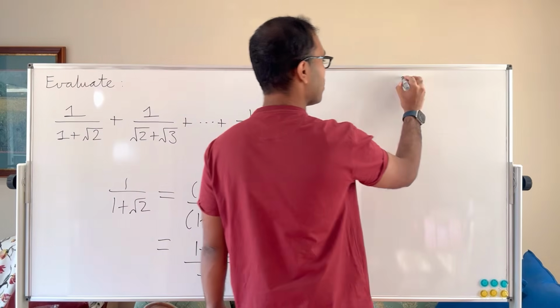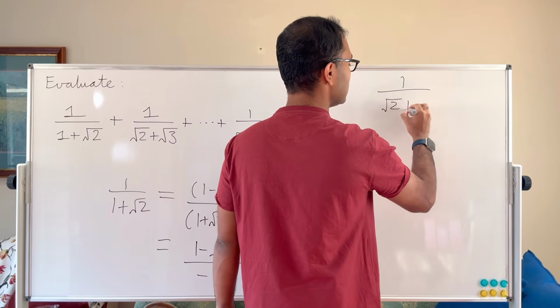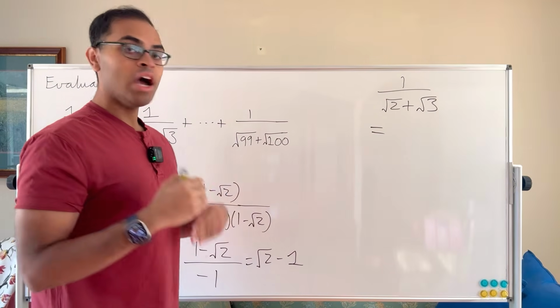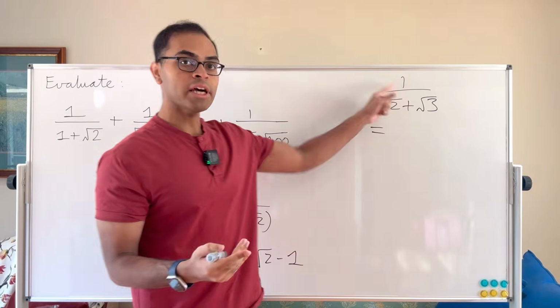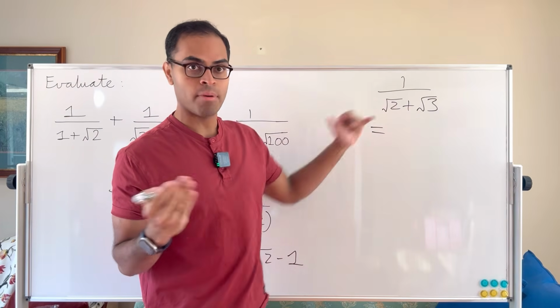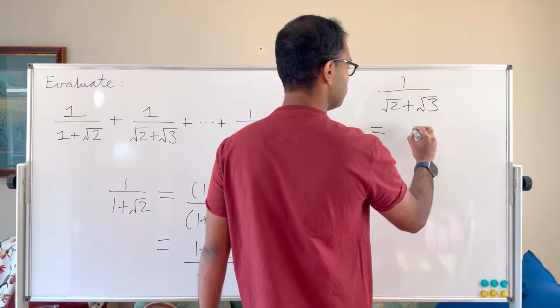Okay, so I'm going to show you what happens to 1 over root 2 plus root 3, just to get a feeling for what we've done. Again, what do we want to do? We want to multiply top and bottom by the conjugate, which is where you just flip the sign of plus to a minus in the denominator, between the two square roots.